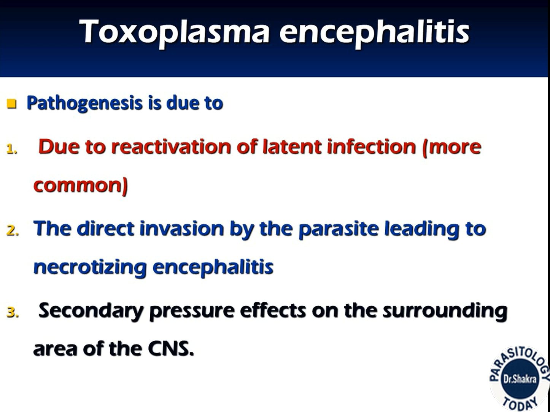Mechanism of disease. So, what exactly drives this pathology? There are three major mechanisms at play. 1. Reactivation of latent infection, tissue cysts rupture, releasing tachyzoites that multiply uncontrollably. 2. Direct invasion. The parasite directly damages tissues, particularly the brain, causing necrotizing encephalitis. 3. Secondary pressure effects. Inflammation and edema compress surrounding brain structures, worsening neurological symptoms.